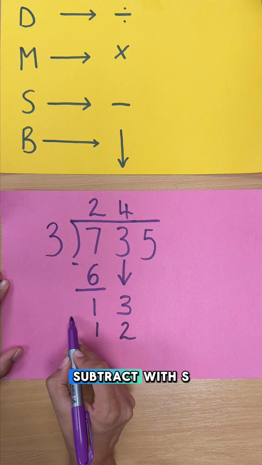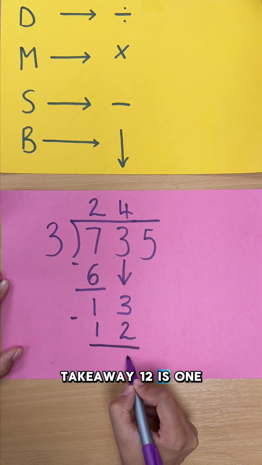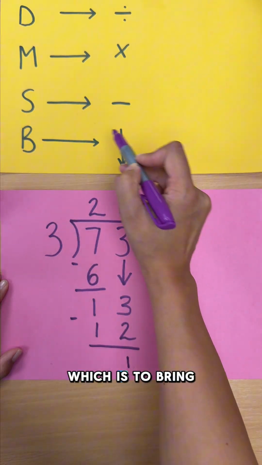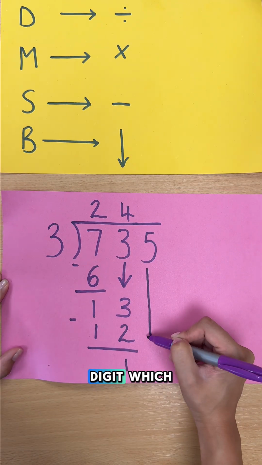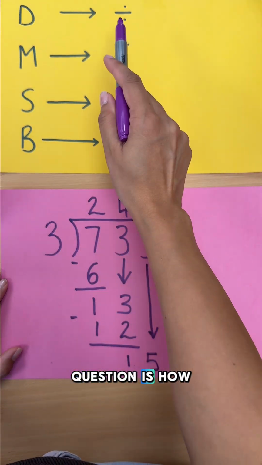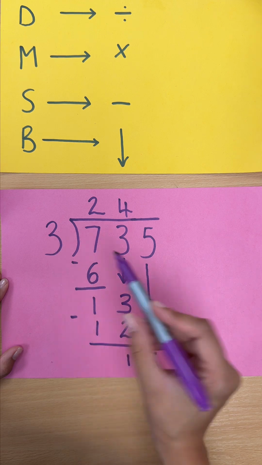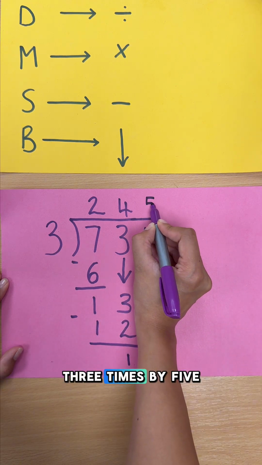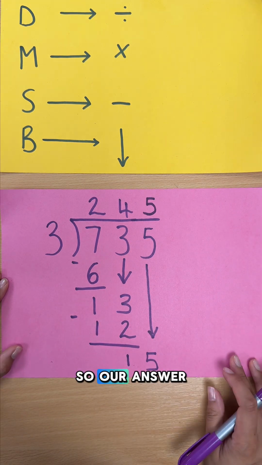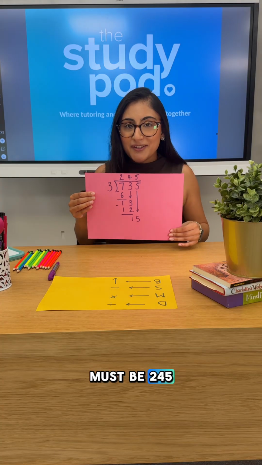We then go and subtract with S. We know 13 take away 12 is 1, and we finally go with B, which is to bring down the final digit, which here is a 5. And our final question is, how many lots of 3 go into 15? So we're back to the division, and we know that 3 times by 5 makes 15. So our answer must be 245.